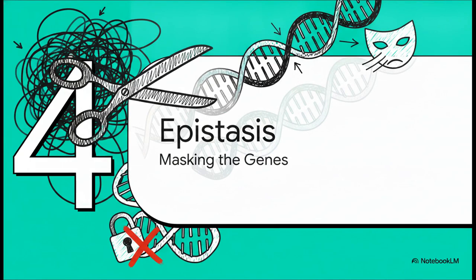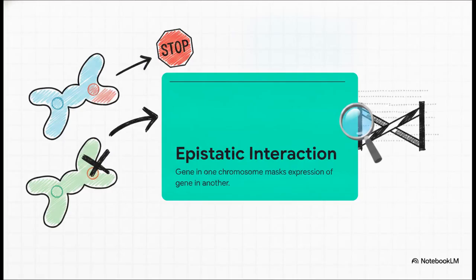All right, Section 4, epistasis, masking the genes. We are shifting gears entirely now to a completely different type of interaction. This is one where one set of instructions just ruthlessly overrides another. We call this epistatic interaction. You can basically think of it as the ultimate genetic veto power.